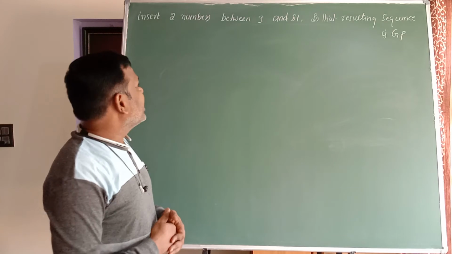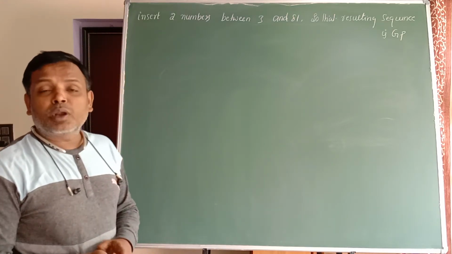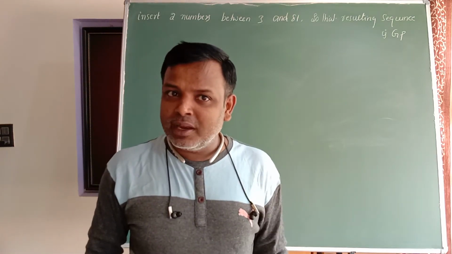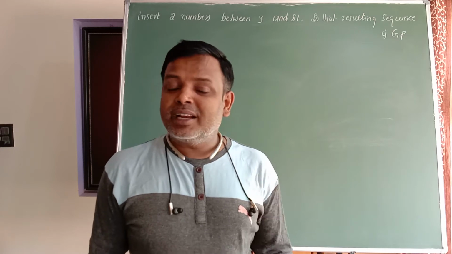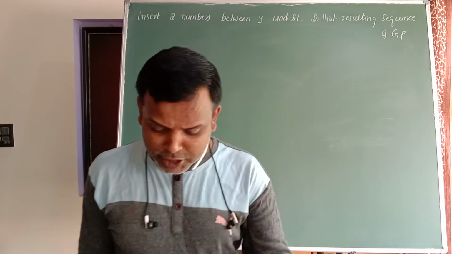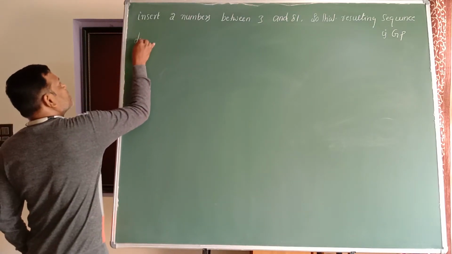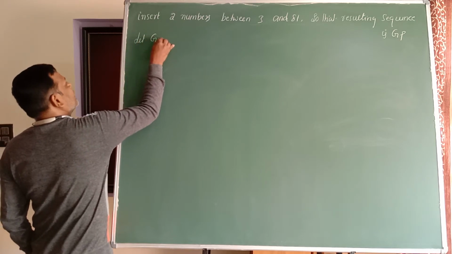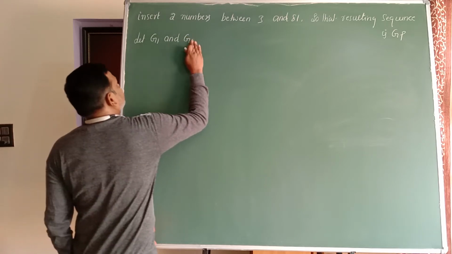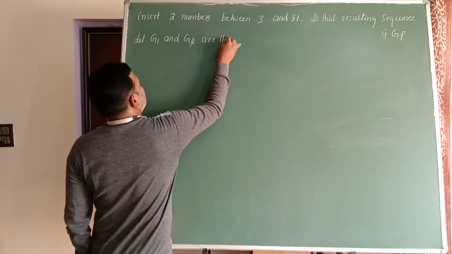Now how many numbers do we have to introduce here? We have to introduce two numbers. Let the two numbers be G1 and G2. Since capital G is the geometric mean, here we have two geometric means. Let the first geometric mean be G1 and the second geometric mean be G2. Look at the question, solution. Let G1 and G2 be the two numbers.